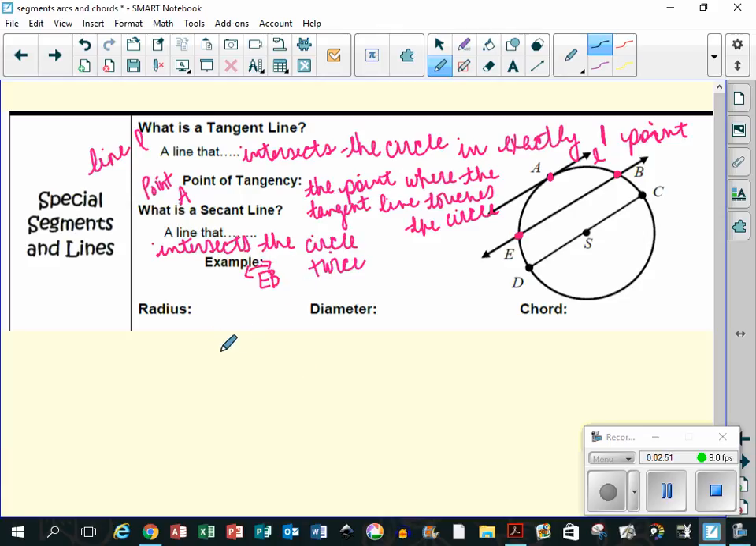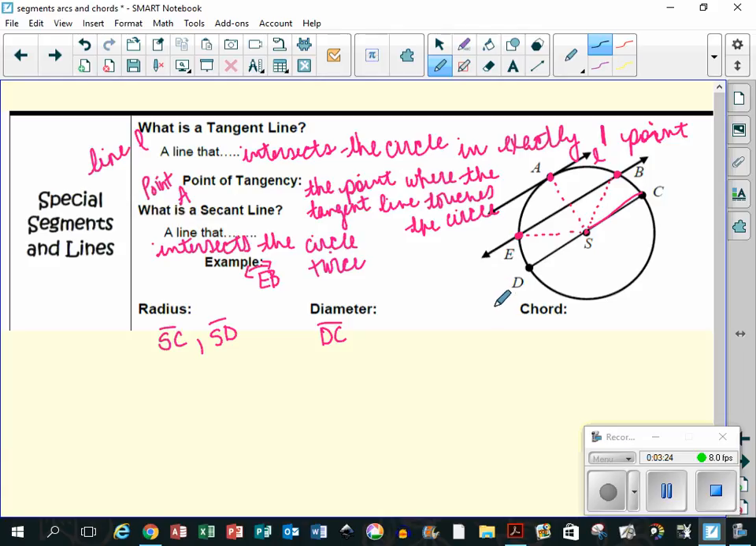Now a radius. The radius starts at the center and goes to the edge. So SC and SD would both be a radius. If I wanted, I could draw a line to here, here, and here, so I could create other radii as well. The diameter is the segment that goes through the center. So DC would be my diameter.